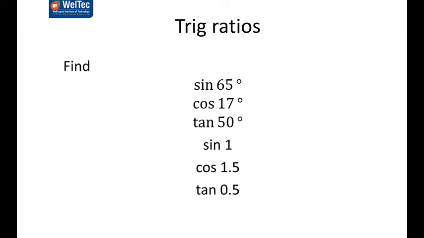Now here, there's no symbol, there's no little circle, there's no R, and if that is the case, then we must be in radians, so we need to change our mode and look up sine of 1, 0.8415. The cosine of 1.5 is 0.07, and the tan of 0.5 is 0.546.